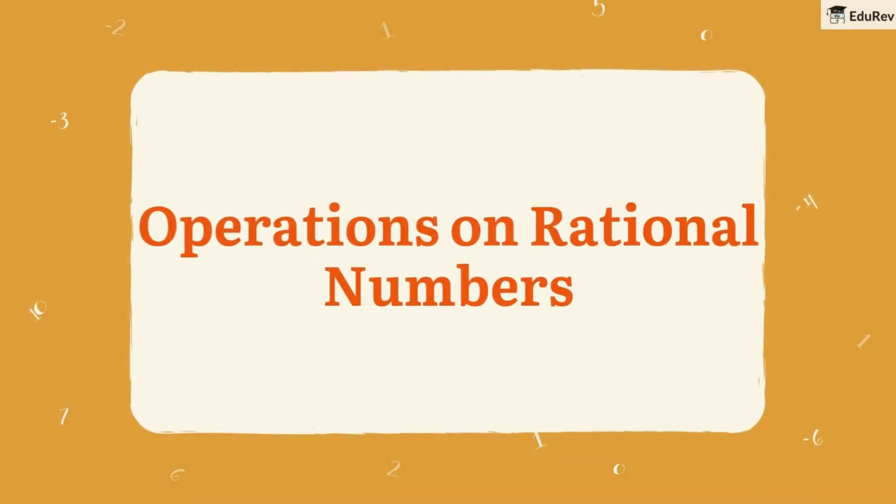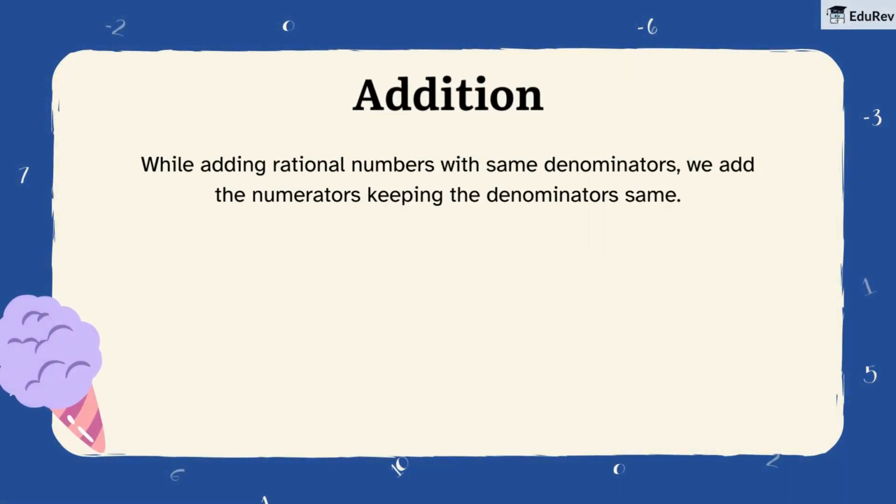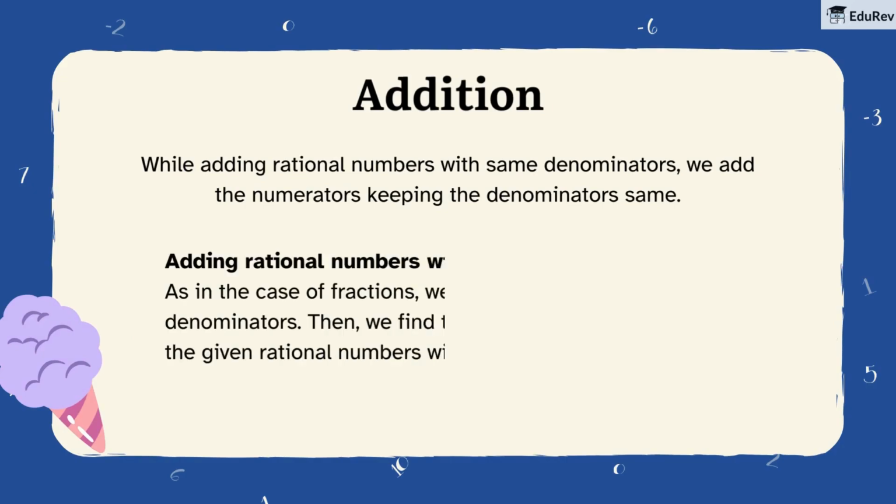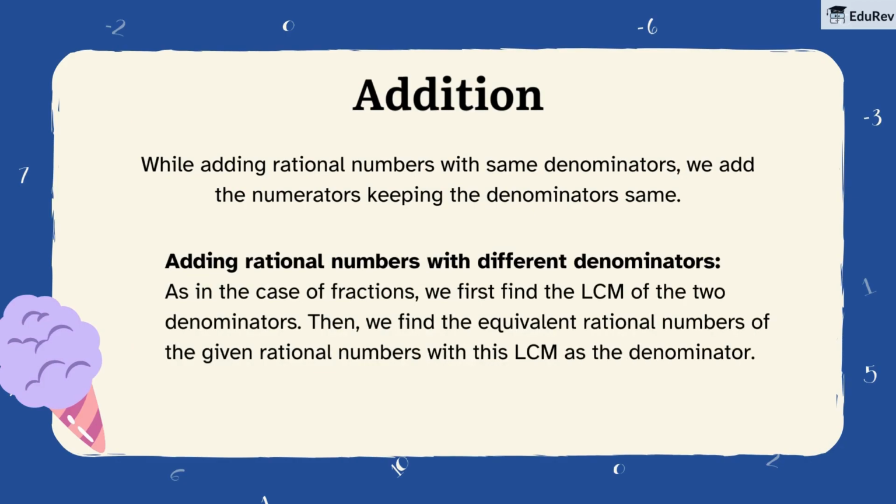Let's see the most important part of the chapter, operations on rational numbers. First is addition. While adding rational numbers with same denominators, we add the numerators keeping the denominators same. Adding rational numbers with different denominators. As in the case of fractions, we first find the LCM of the two denominators. Then, we find the equivalent rational numbers of the given rational numbers with this LCM as the denominator.